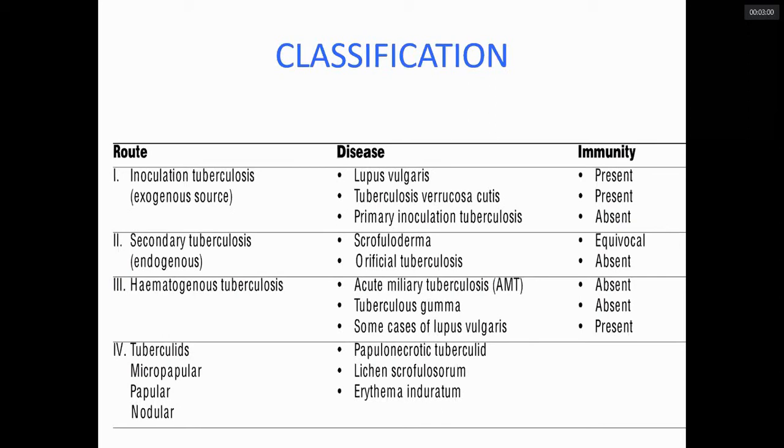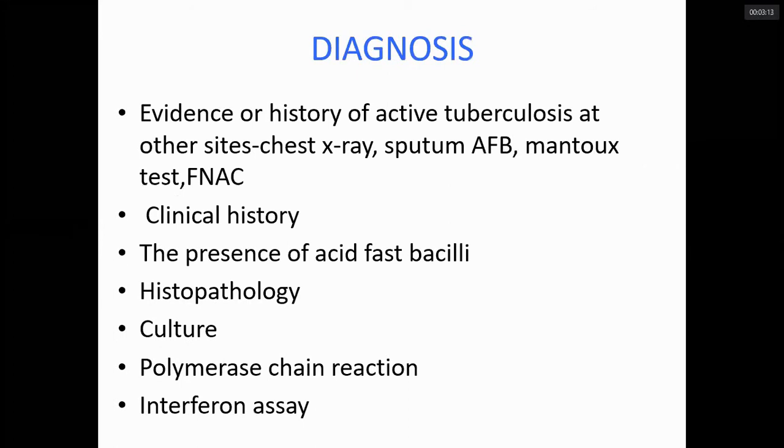Tuberculids are hypersensitivity reactions to Mycobacterium tuberculosis. The examples are papulonecrotic tuberculid, lichen scrofulosorum, and erythema induratum. The diagnosis of tuberculosis is the same as other tuberculosis diagnosis. In addition to that, we also do culture and histopathological examination of the skin.